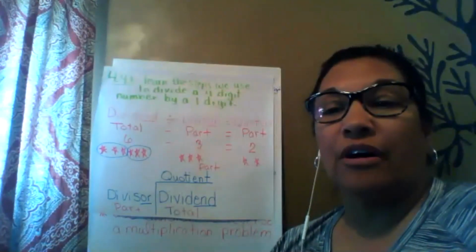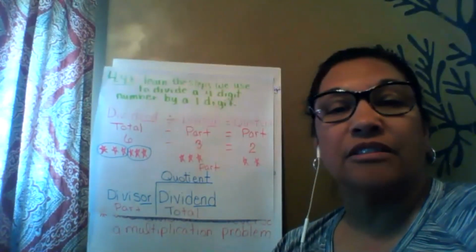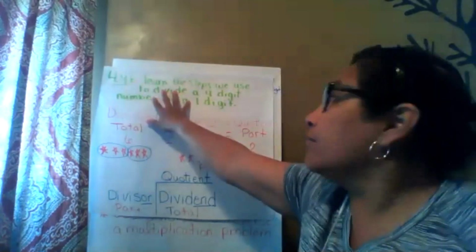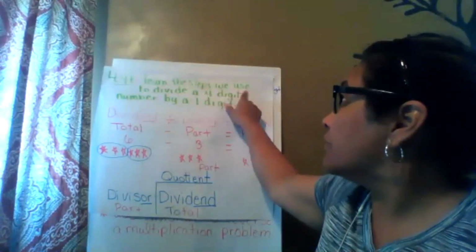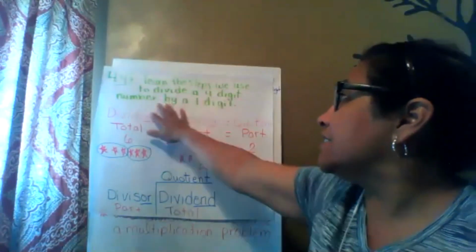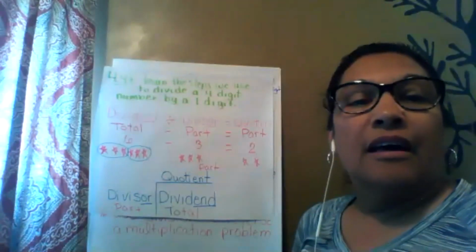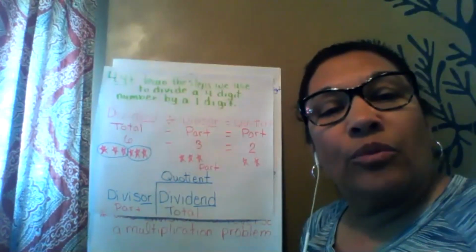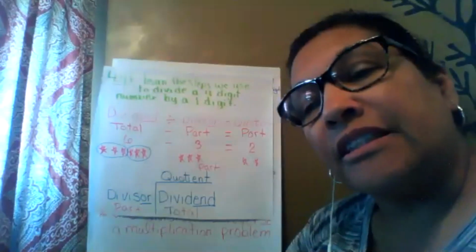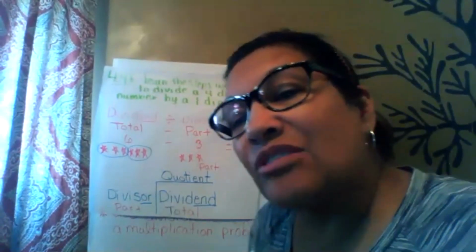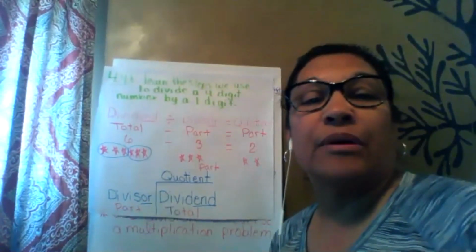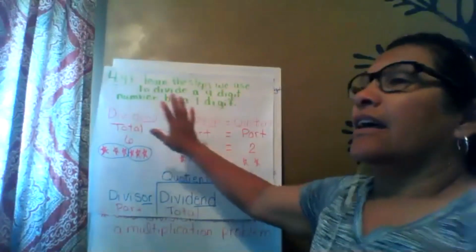Okay, so we're going to do our division. Today's lesson had to do with 4.4, learning the steps we use to divide a 4-digit number by 1 digit. Now, in 4th grade, we only divide by 1 digit. When you go into 5th grade, 6th grade, you're going to get more digits to do that. But right now, let's look at it.